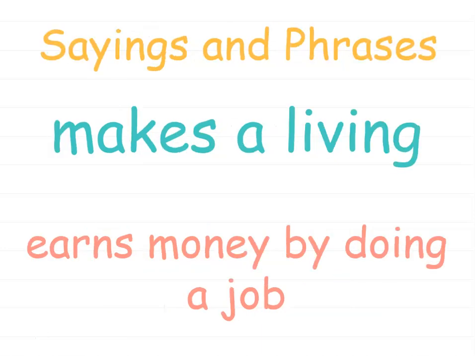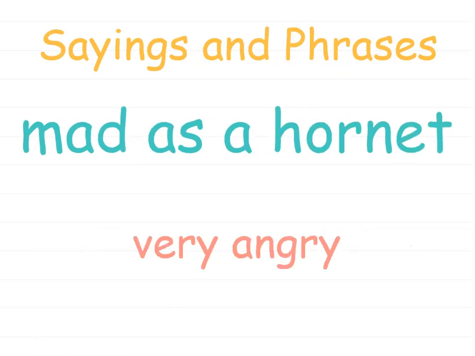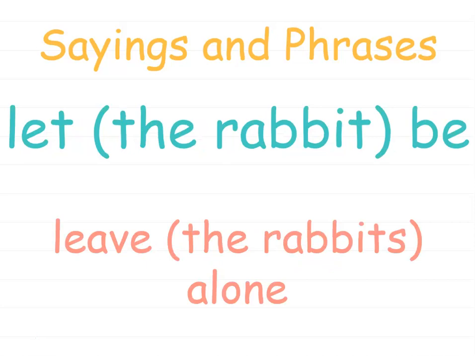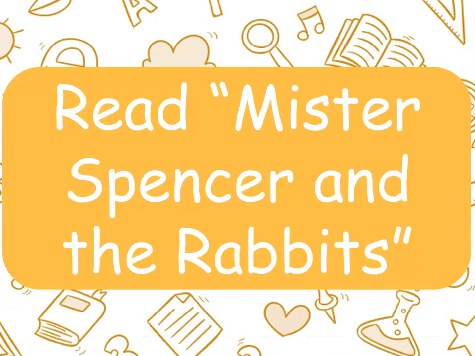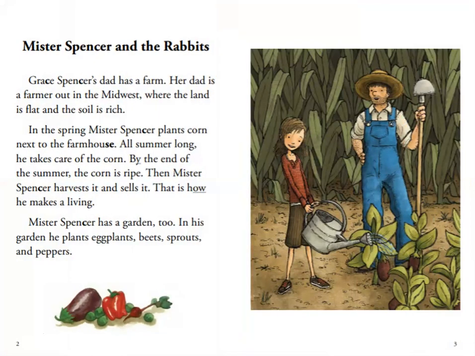Makes a living. To make a living means to earn money by doing a job. Mad as a hornet. If someone is mad as a hornet, they are very angry. Let the rabbit be. To let the rabbit be means to leave the rabbit alone. Let's read today's story to learn more about how Grace's dad solves a problem he has with some rabbits. Follow along with me as I read.